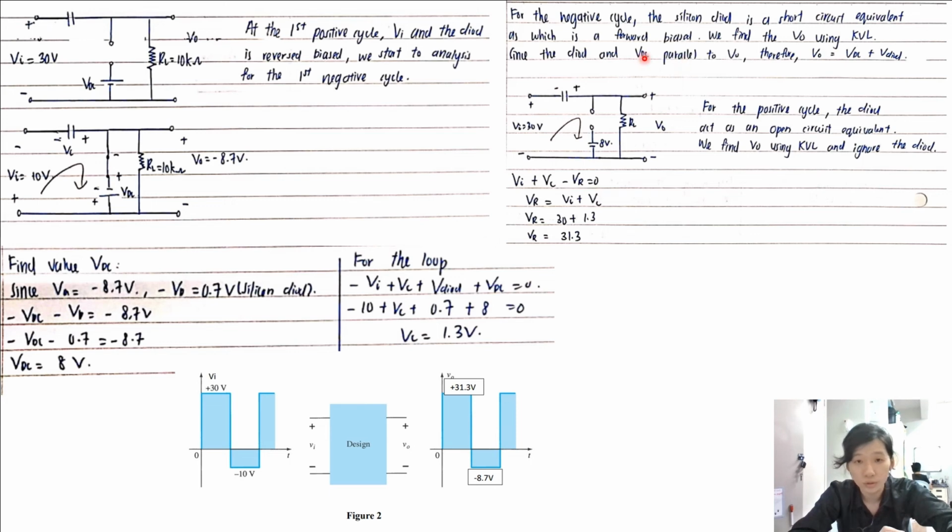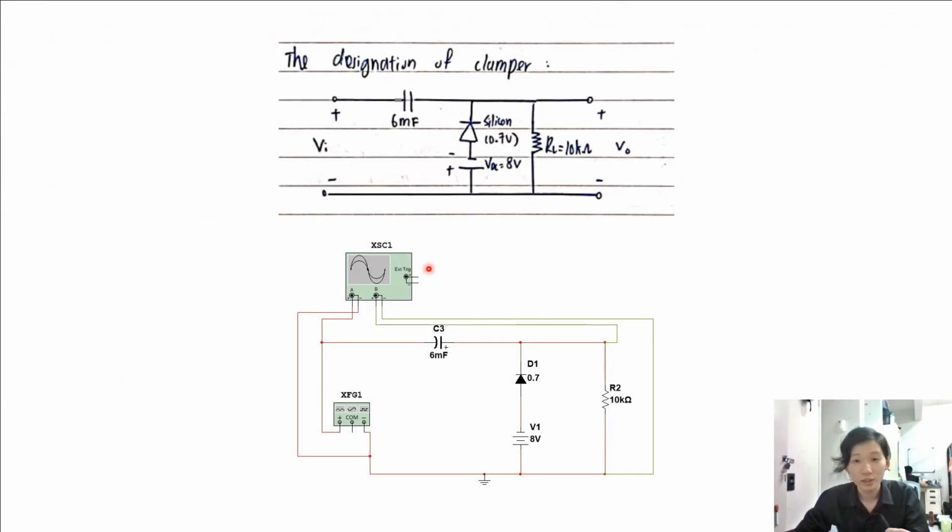Lastly, we conclude that the circuit is acceptable since the amount of shifting, which is the value of the DC reference voltage, is 1.3 volt, and this meets our question's needs. Therefore, our design of the clamper is as the figure shows, with a 10 kΩ resistor and 6 microfarad capacitor, the diode is 0.7 volt since it is a silicon diode, while V1, the VDC, is 8 volt.